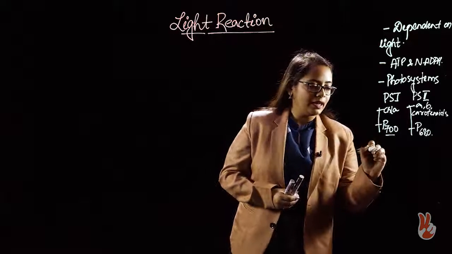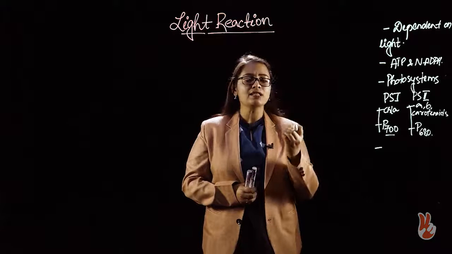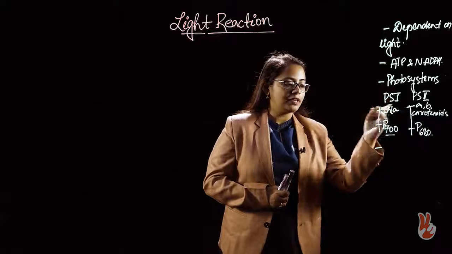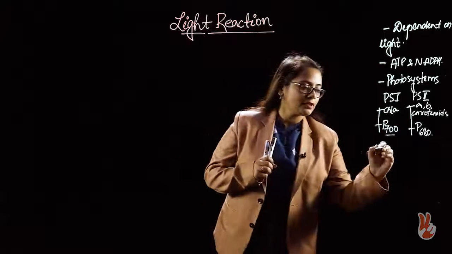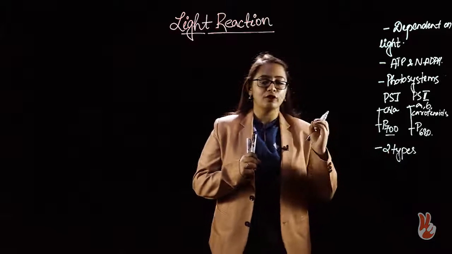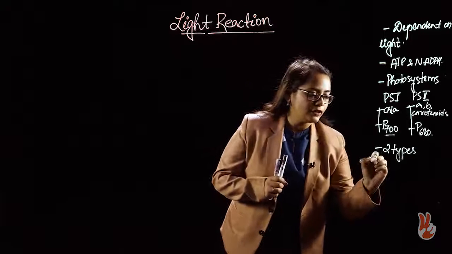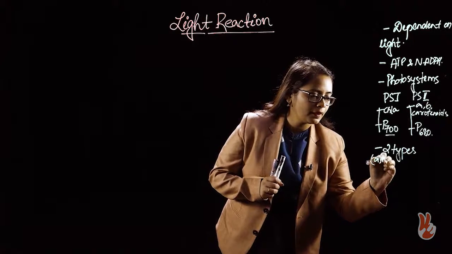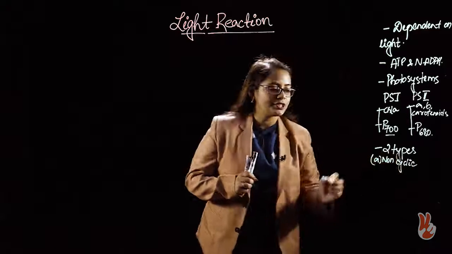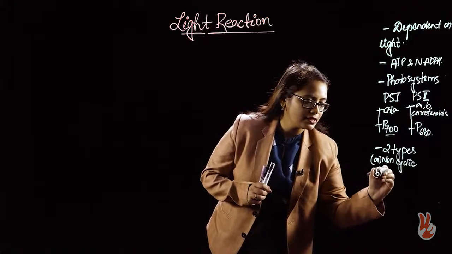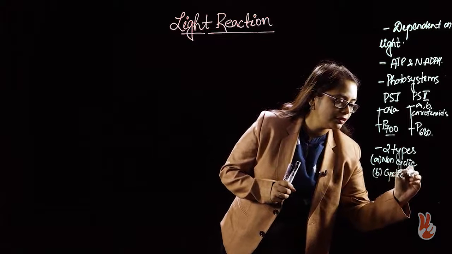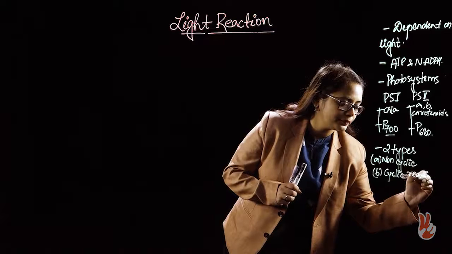Now, in light reaction, in case of oxygenic photosynthetic organisms, the light reaction can be of two types. Okay. It can be of two types in case of oxygenic photosynthetic organisms. The first is a non-cyclic reaction, and the next we have is the cyclic reaction.